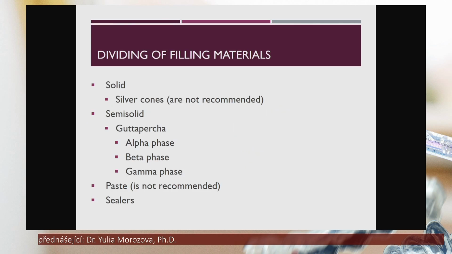Here we can see some classification of root canal filling materials that could be classified into like four main groups. Some of them are not recommended yet, but let me say just for information that these materials existed or exist. So these groups are solid, semi-solid, paste and sealers. With respect to solid root canal filling materials, these were silver cones.